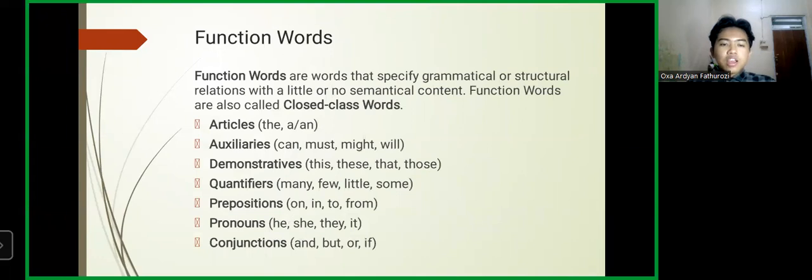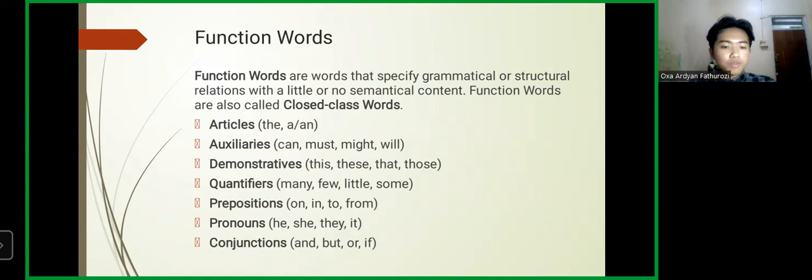Function words. Function words are words that specify grammatical or structural relations with little or no semantic content. Function words are also called closed class words. They have articles, which is the, a, or an, auxiliaries, which are can, must, might, and will, or demonstratives, which are these, that, and those, and then quantifiers, which are many, few, little, and some.